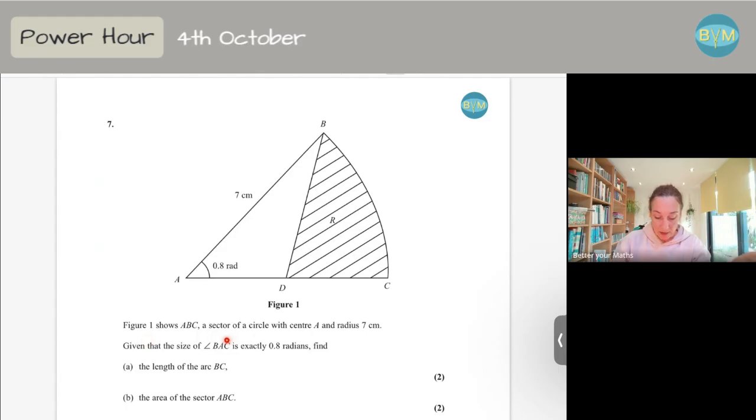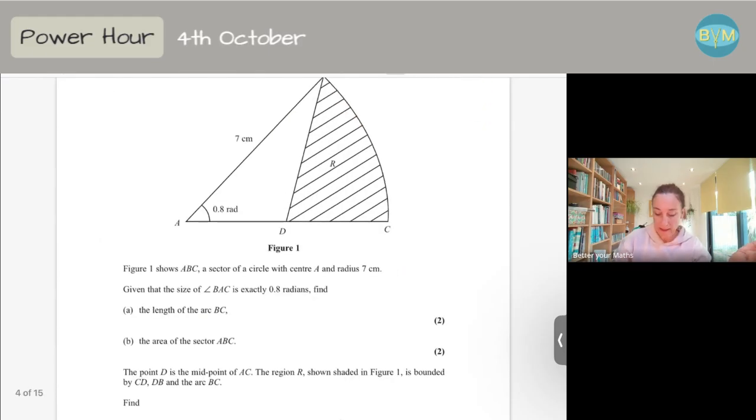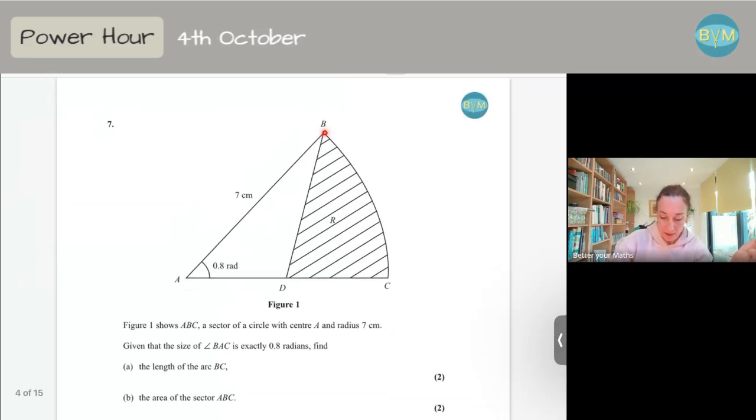And we have a sector of a circle with center A, radius 7. So this is 7, this is 7, and we are looking at an arc. Given that the size of this angle is 0.8 radians, find the length of the arc BC. So they are asking us about this length. Remember, when we have degrees, we have a formula for this length. When we have radians, that formula is even easier. The length of an arc, when the angle is in radians, is just r times the angle. Super simple. It's not in the formula booklet, you need to remember.